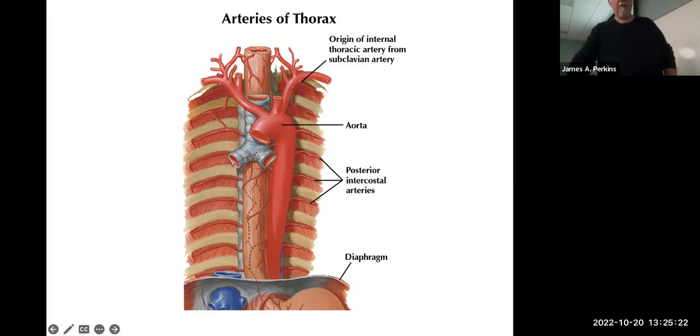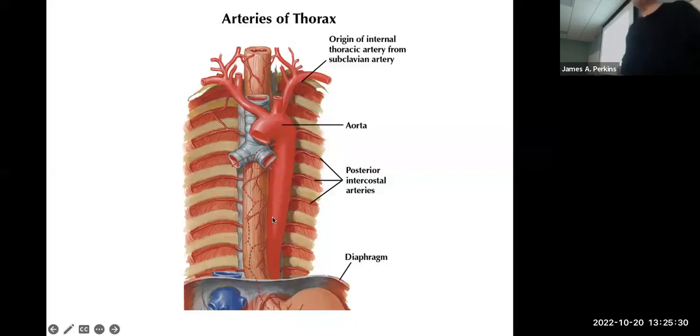One thing that's kind of interesting to keep in mind if you ever have to illustrate this is that the aorta does not lie right in the midline. The aorta does not run right down the front of the thoracic vertebrae. The aorta is shifted to the left. What that means is that on the left side of the body, the posterior intercostal arteries branch directly off the aorta and travel directly into the intercostal spaces on the left side.